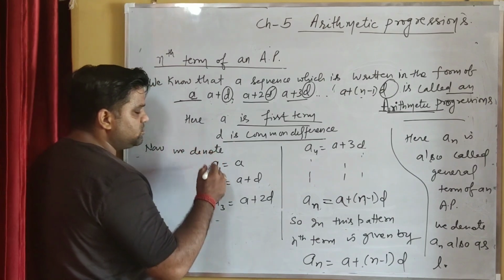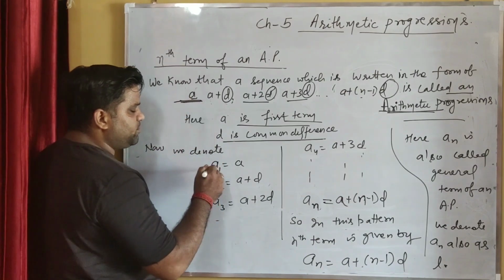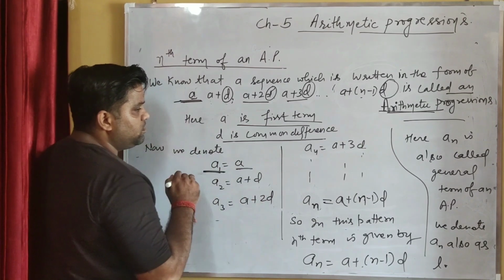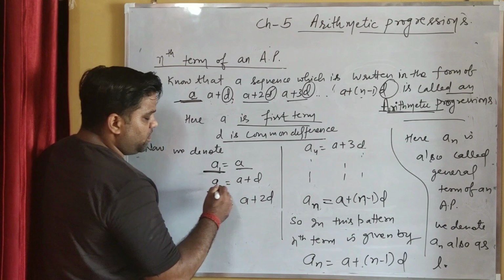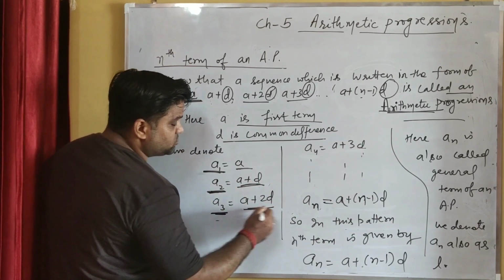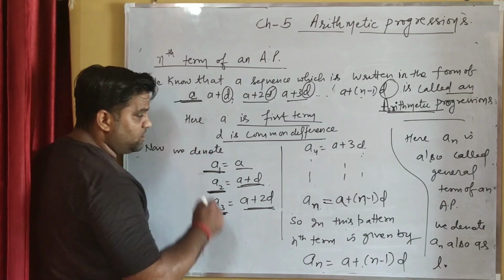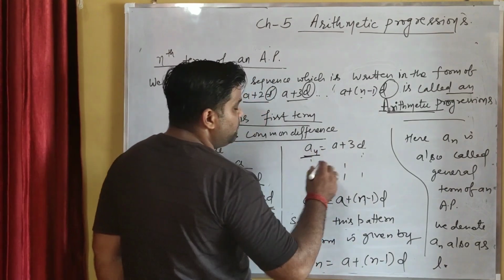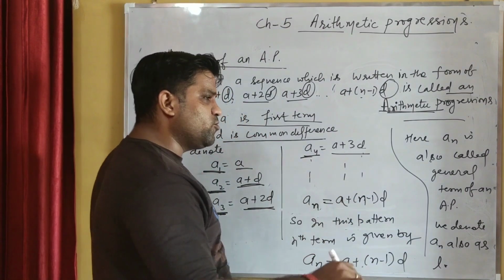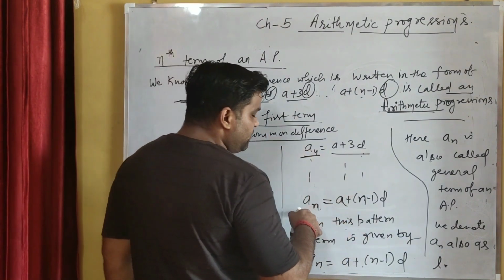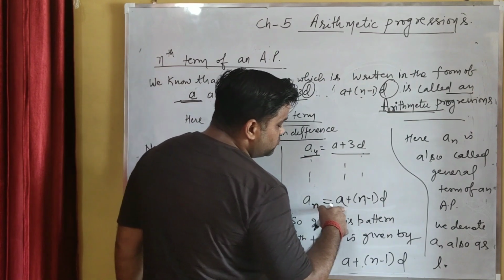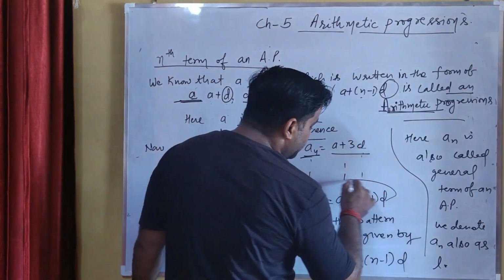Now let us come here. As we know, we denote our first term as A1. So our first term is A1 equal to A. Our second term, A2, is equal to A plus D. Similarly, A3 equal to A plus 2D, which is the third term. Similarly, our fourth term is equal to A plus 3D. Similarly, in an AP, the nth term is given by An equal to A plus n minus 1 into D.